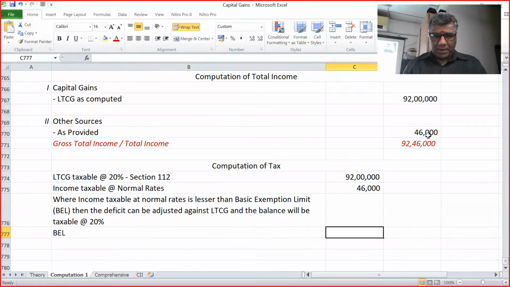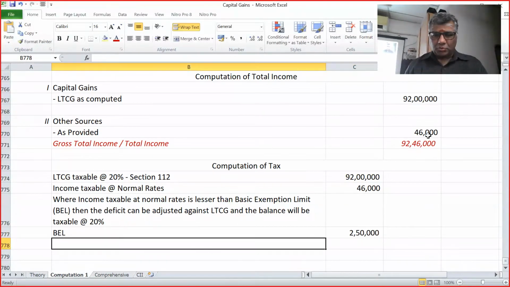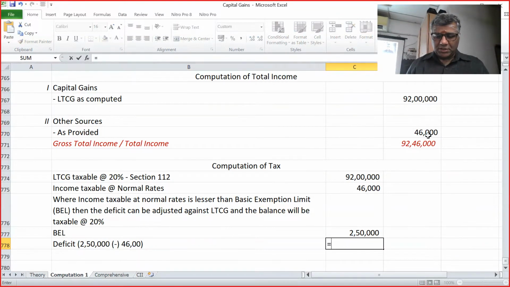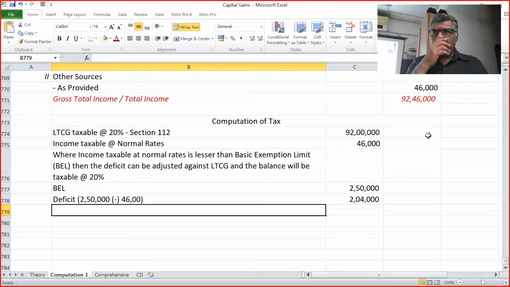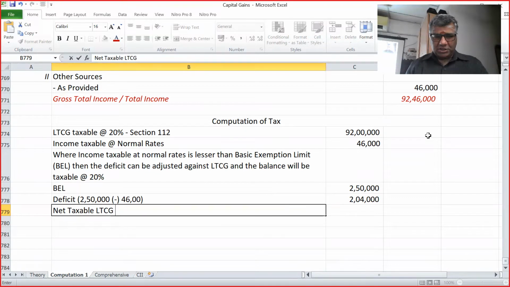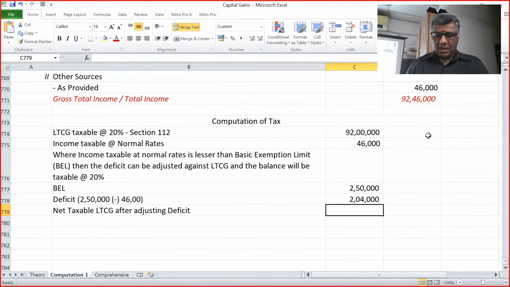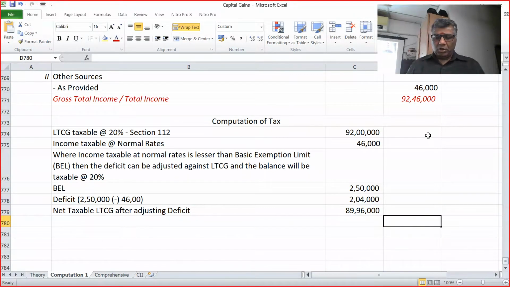So, what is the basic exemption limit? 2,50,000. Deficit is 2,50,000 minus 46,000. So net taxable LTCG after adjusting the deficit will be 92 lakh minus 2 lakh 4,000, which is 89 lakh 96,000. Okay.